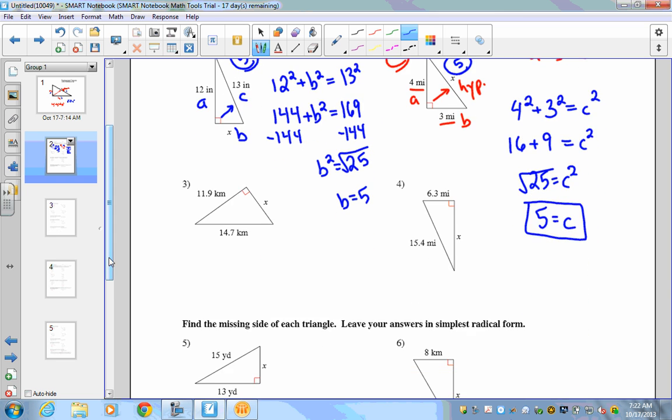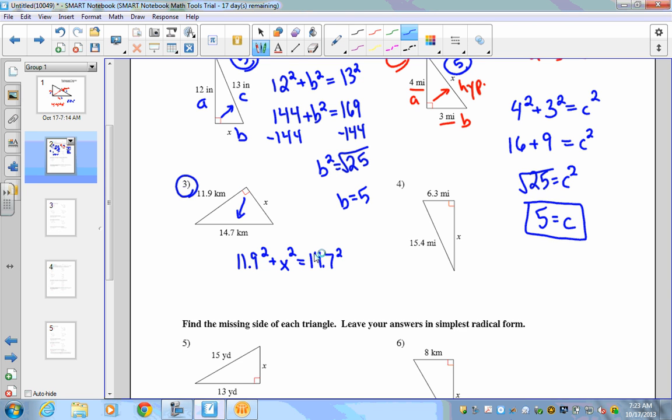Let's go down to problem number 3. What makes problem number 3 a little more challenging for students is the fact that we're dealing with decimals. Okay, so problem number 3. Well, here's my right angle. There's my hypotenuse. All right, so I'm going to set it up as 11.9 squared plus, in this case, I'm just going to put the x squared, is equal to 14.7 squared.